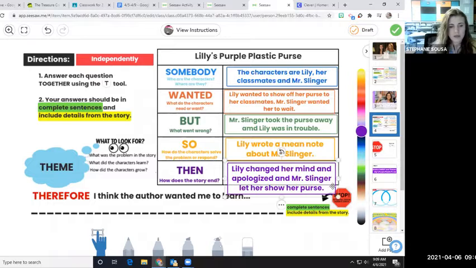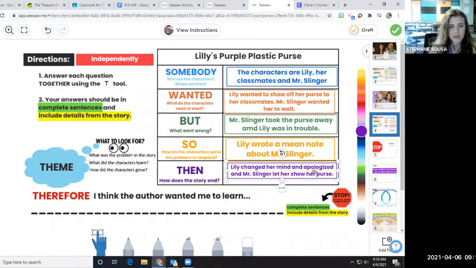Perfect. Okay, so in the end, both characters got what they wanted. They had a desire. Both characters ended up getting that desire. Very good.